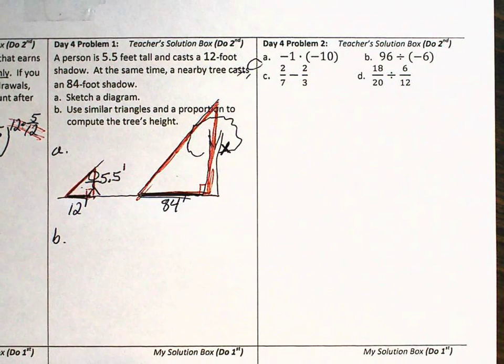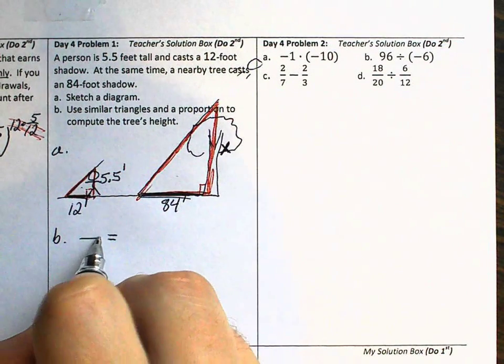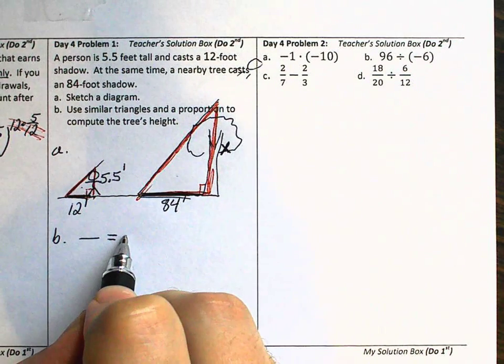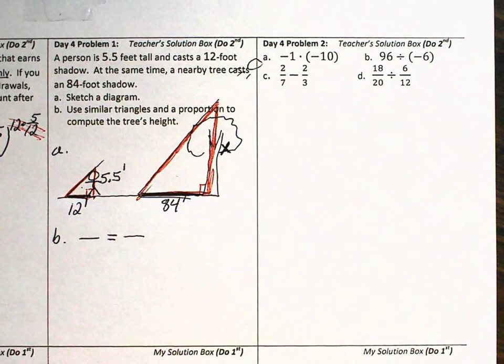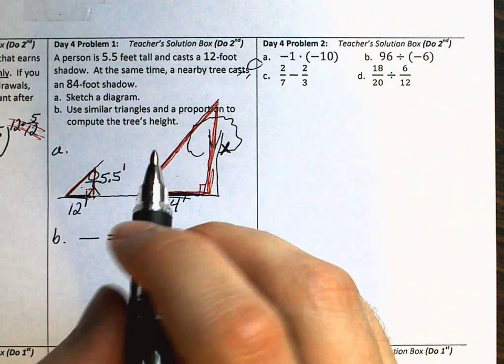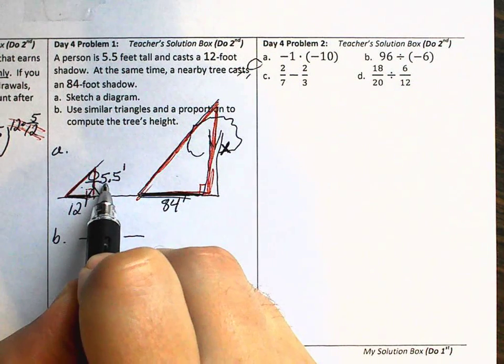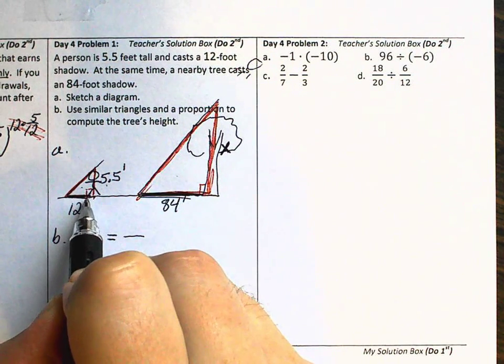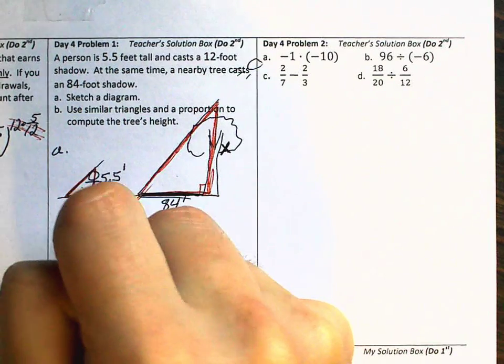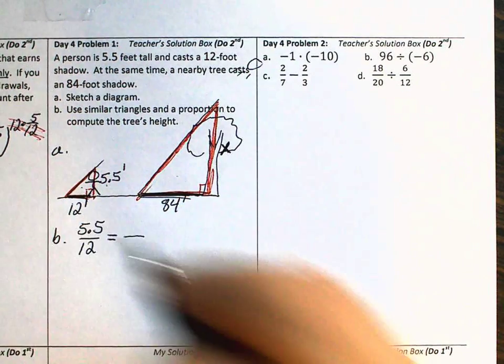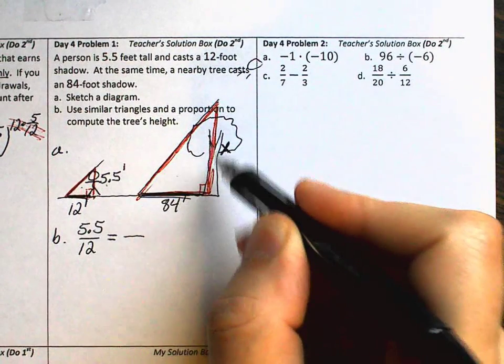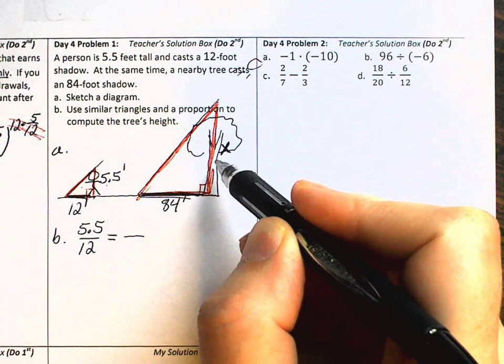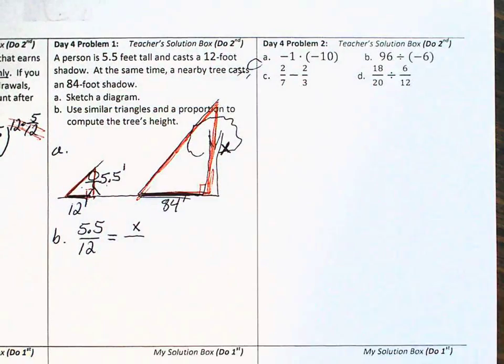Now question B. Make a proportion from the similar right triangles. So a proportion is an equation where you're comparing things on the left side of the equation and comparing things on the right side of the equation, and these comparisons are equal to each other. And so how this works is we can compare the height of the person to her shadow. So 5.5 can be compared to 12.